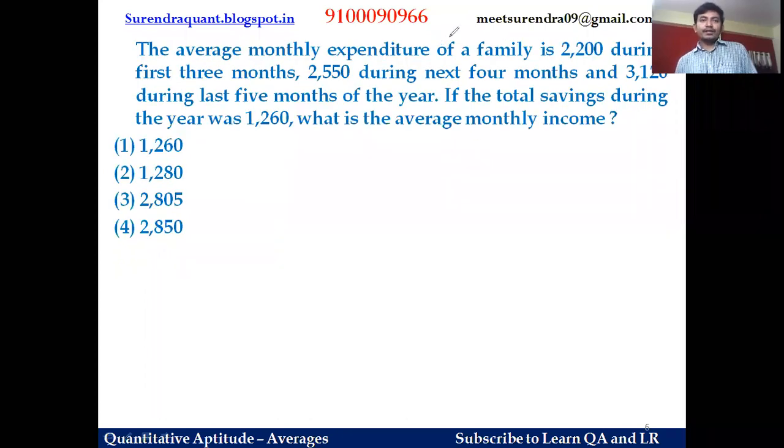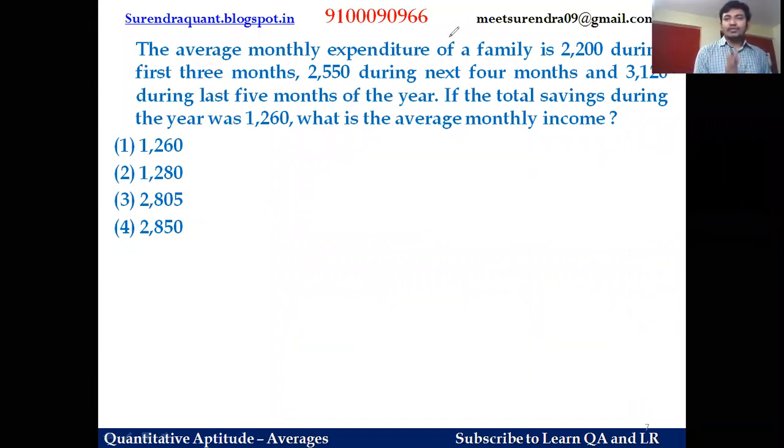Next question. The average monthly expenditure of a family is 2,200 during the first 3 months, 2,550 during the next 4 months, and 3,120 during the last 5 months of the year. The total savings during the year was 1,260. What is the average monthly income? So friends, income is nothing but expenditure plus savings, right? So income is equal to expenditure plus savings.